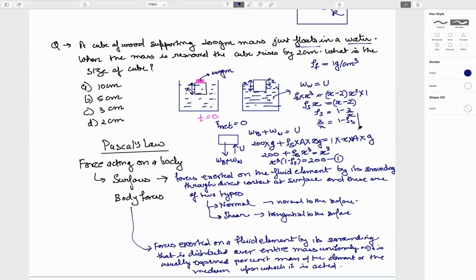So 2 by x is, from equation 1, 200 by x cube. So x square will come out to be, sorry, there is very little space, x square is equal to 100. So x comes to be 10 centimeter. So x is 10 centimeter. I hope you understand this question.